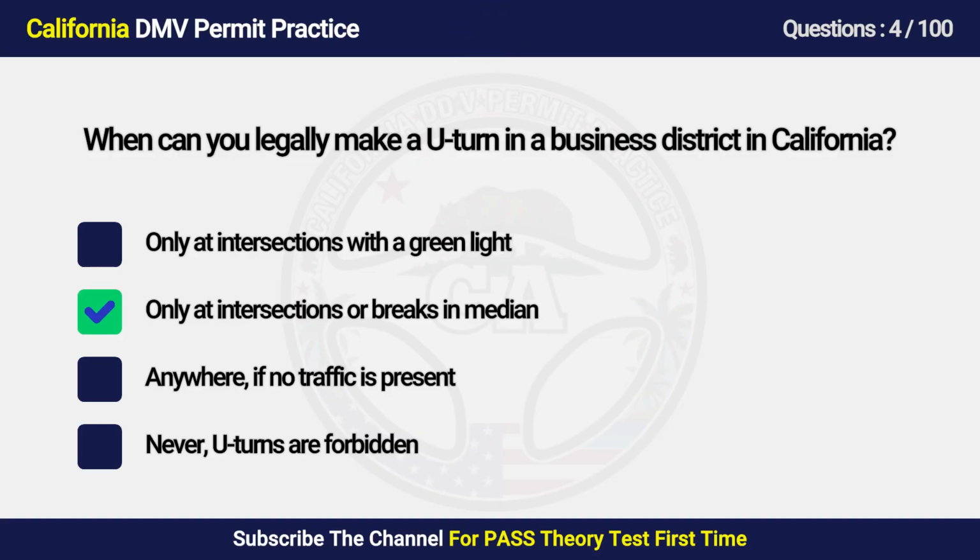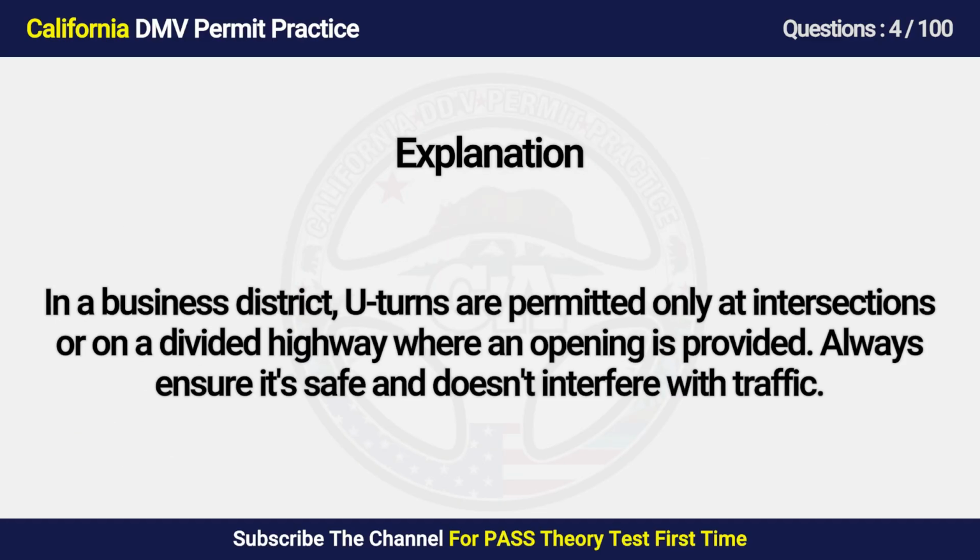Answer is B. Only at intersections or breaks in median. In a business district, U-turns are permitted only at intersections or on a divided highway where an opening is provided. Always ensure it's safe and doesn't interfere with traffic.